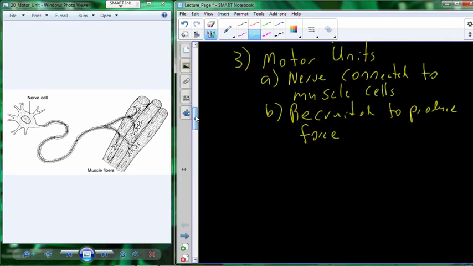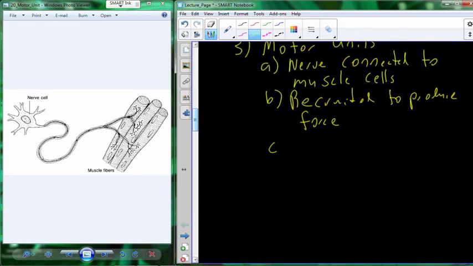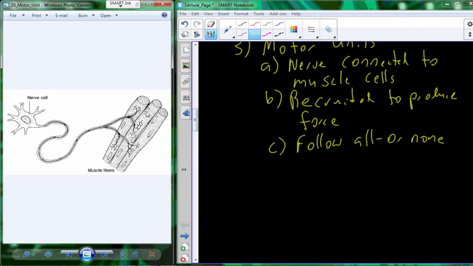Now, each of these motor units, when it is recruited, follows a principle called the all or none principle. And this principle states that if a motor unit is activated to contract, it's going to contract with the maximum amount of strength that each of those individual muscle cells are able to create.